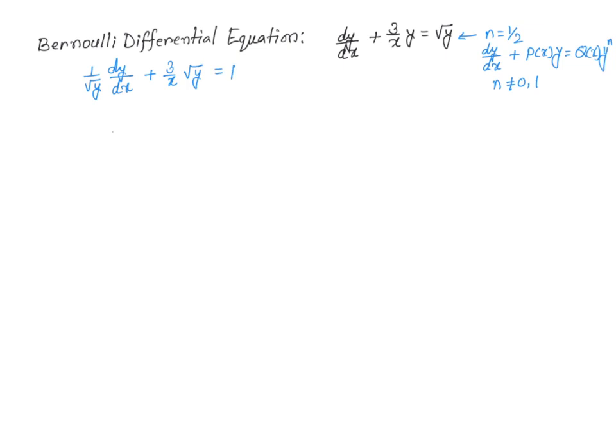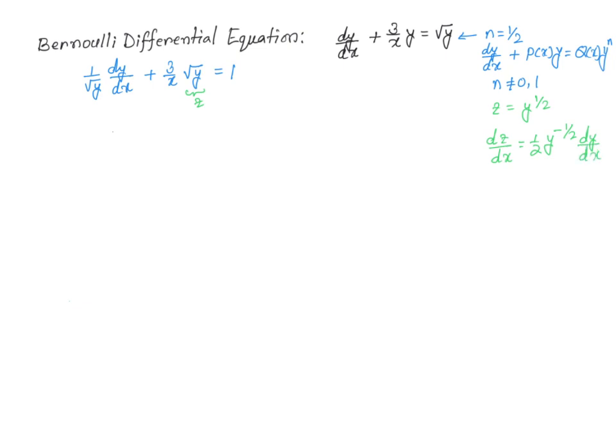Now I'm going to make a little substitution. My z is equal to y to the power 1/2, or square root of y. So that will give me dz over dx is equal to 1/2 times y to the power 1/2 minus 1, which is negative 1/2, times dy over dx.